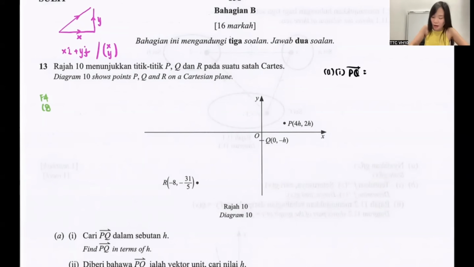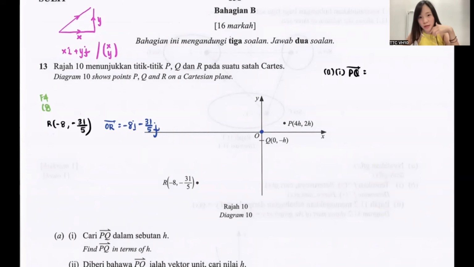So my dear, for now, the question never gives you any vector, but they do give you some coordinates. So actually all the coordinates are able to write some vector out. For example, the R coordinate, isn't it -8, -31 over 5, correct? You actually can write out a vector from O to R. O to R will be what? -8i minus 31 over 5j. How do you know about that? Because O is the origin. Origin is always 0, 0. So 0, 0 going to any place of the coordinate, it's always just copy the coordinate down.